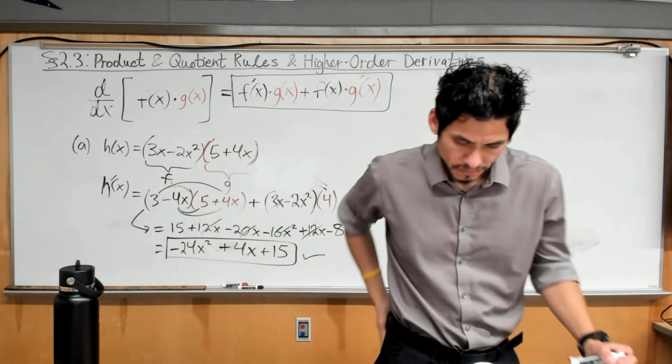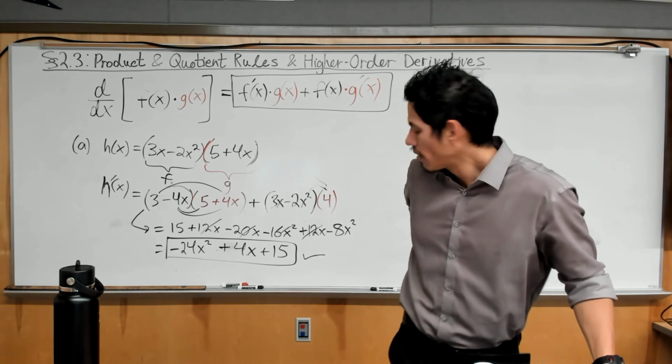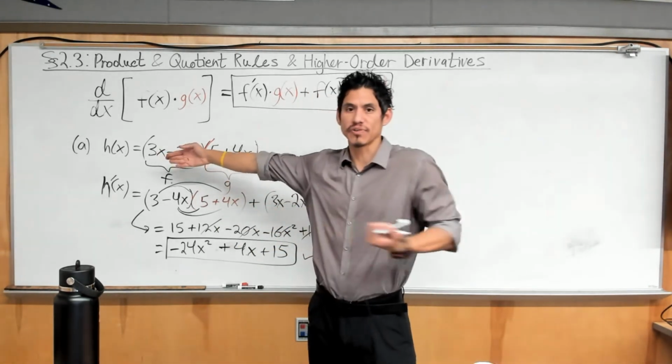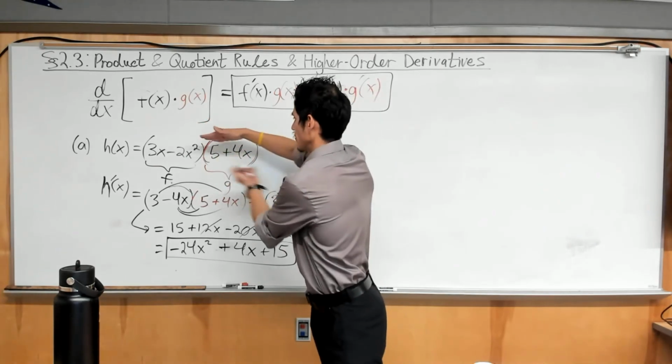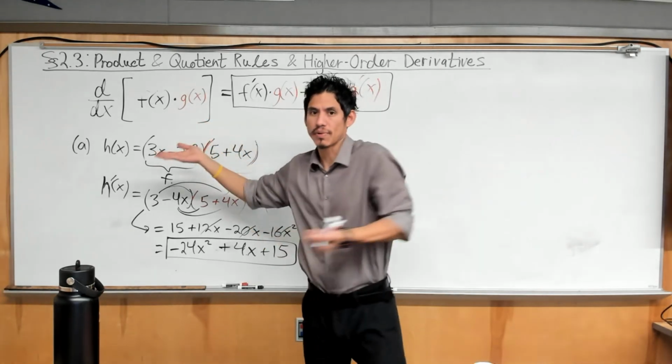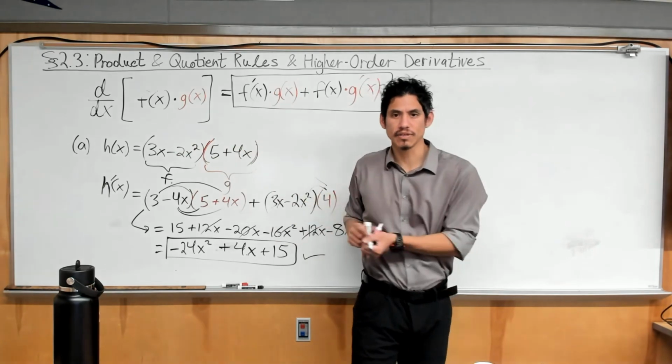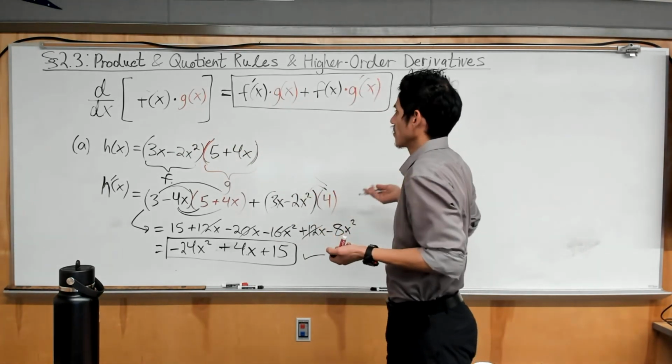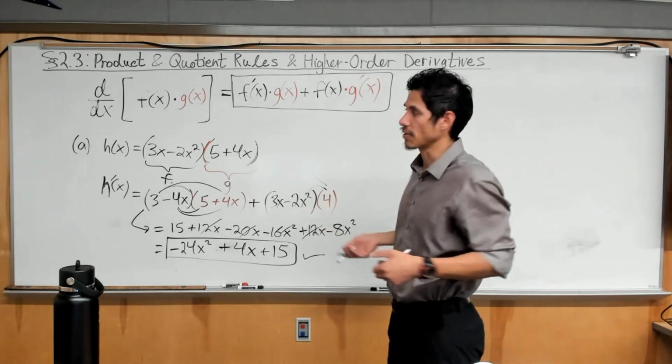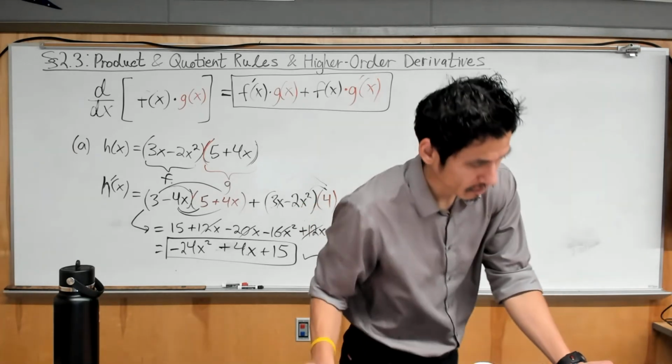Now, you can very well expand this first and then take the derivatives of each individual term by using the power rule. So sometimes maybe that's easier or maybe it's faster, but same thing. All right, let's look at another example.